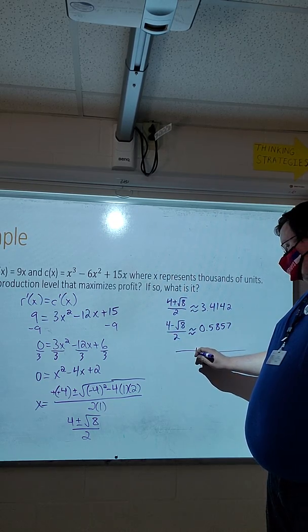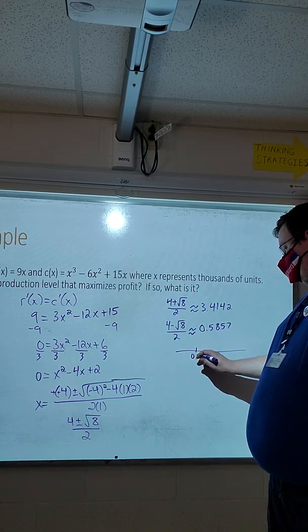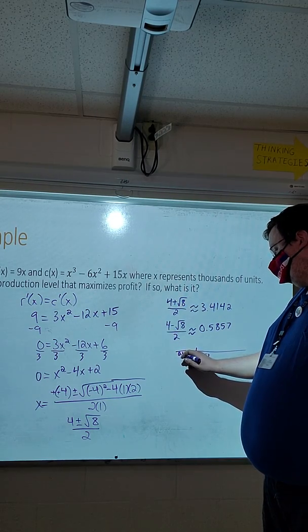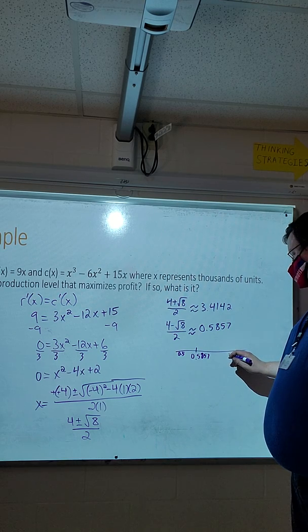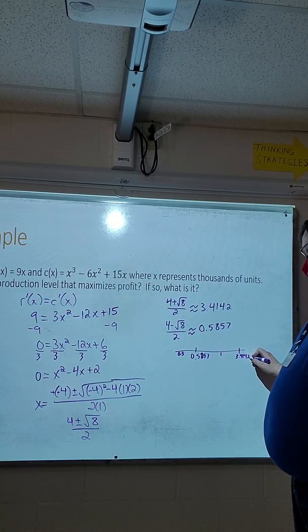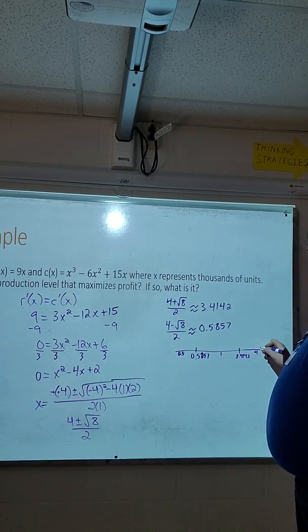Our two criticals are 0.5857, so I'm going to use 0.5 as one of my test points. I'm going to use 1 as the next one. 3.4142, I'm going to use 4 as the last one.